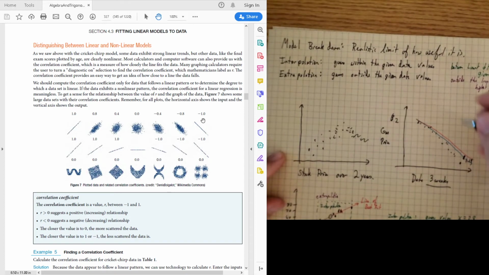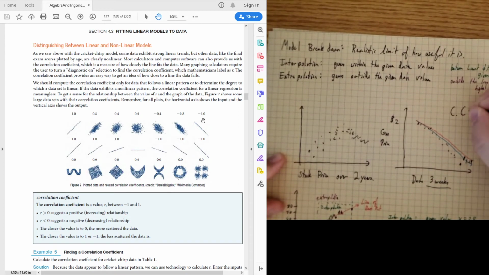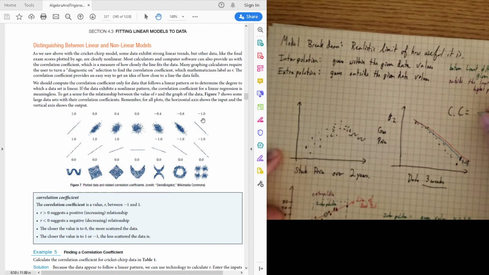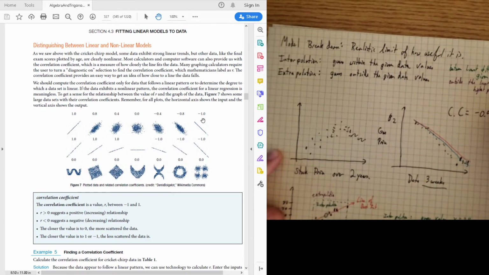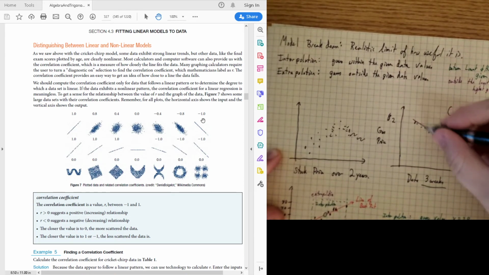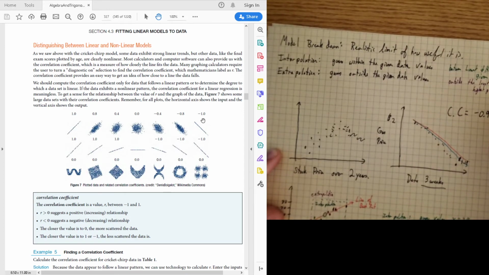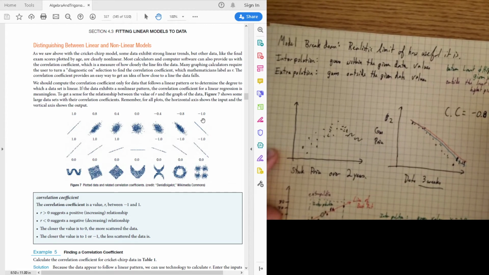If I go back to this list, here's some previous examples. I would say this one has a correlation coefficient of, well, let's say negative 0.9. It's pretty tight. Like, it's decent. Maybe even like a 0.8 if we want it to be safe. But it is clearly going down. That's why it has to be negative. Okay, and it's decently tight, so it's close to negative 1, but definitely not negative 1.